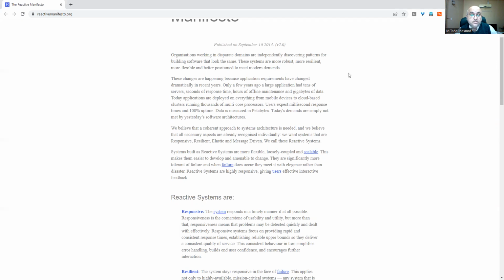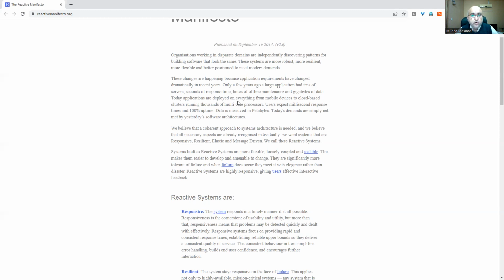These systems are more robust, more resilient, more flexible, and better positioned to meet modern demands, right? Indeed. These changes are happening because application requirements have changed dramatically in recent years, indeed. Only a few years ago, a large application had tens of servers, seconds of response time, hours of offline maintenance, and gigabytes of data. True, we remember the time not too long ago. For most applications, of course, there were mission critical applications even then, like medical, defense, aeronautics, so on. But as a general commentary on the state of industry, it is true.